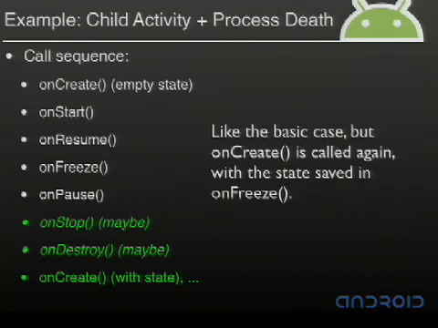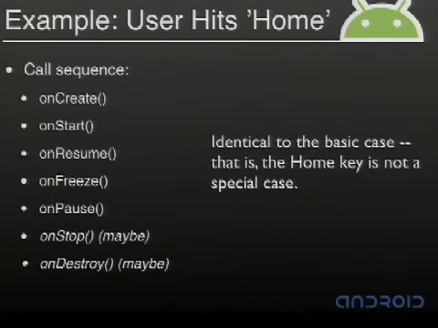However, once the user does eventually get around to going back into your application, you'll see this onCreate call, and it will correspond to starting a new instance of your activity. But in this case, you'll get the state that you had the opportunity to save previously, and you can resume that and continue from there. So that's, as I said, a slightly more complicated example.